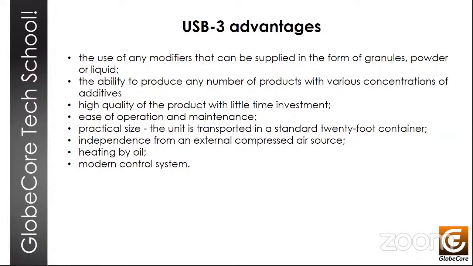It's a rather fast machine. It's easy to operate and maintain. It's quite small in size, so that means it's easy to transport from place to place in a standard 20-foot container if necessary. The structure that it's built in, the frame, allows for quick assembly and disassembly of the machine in the field, and that's very important when changing the location of the plant.